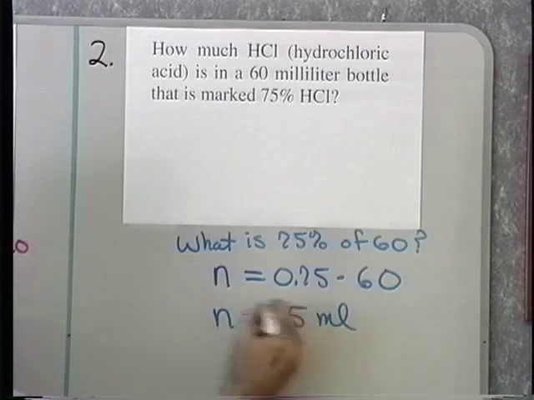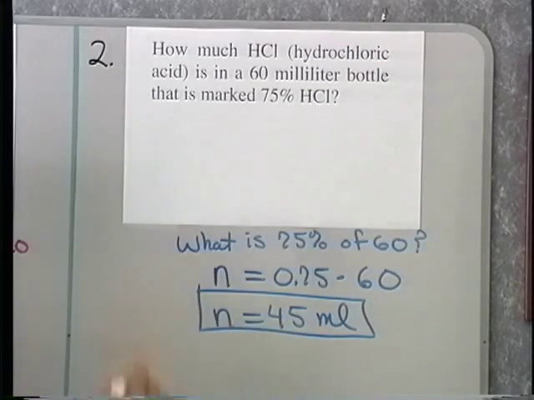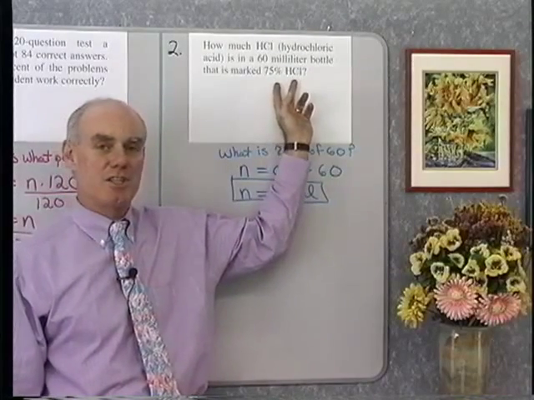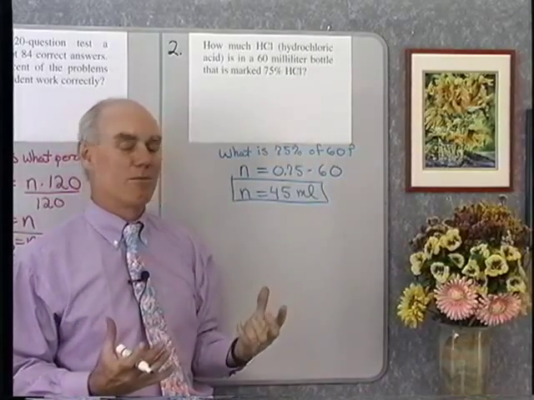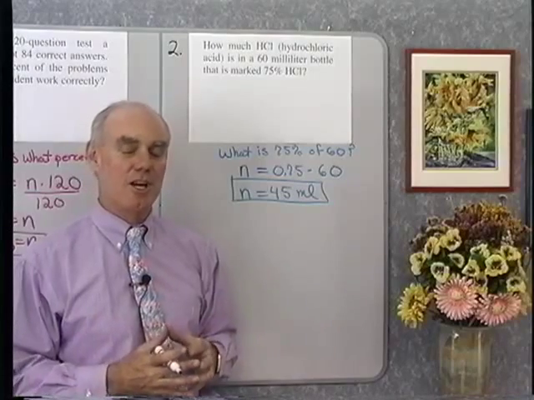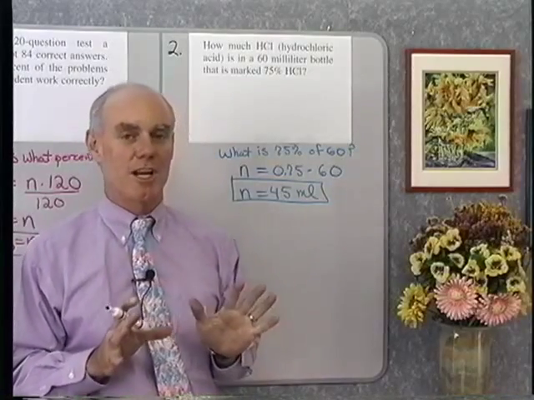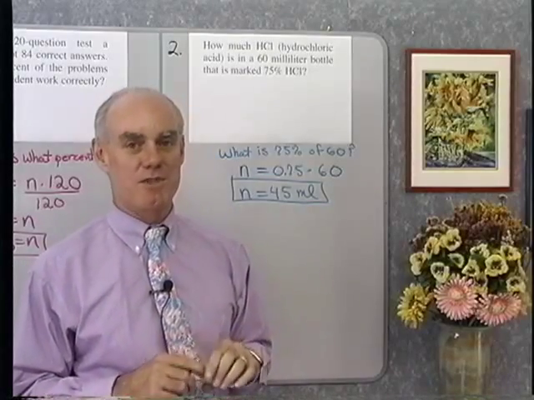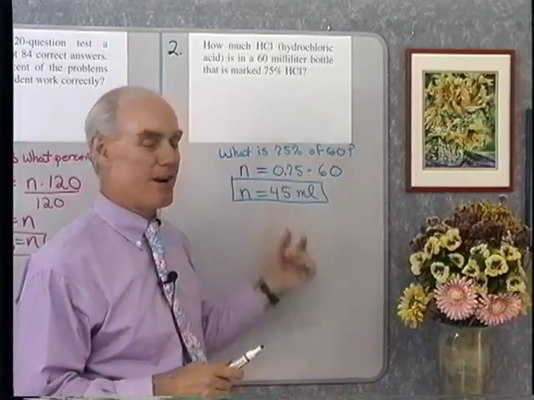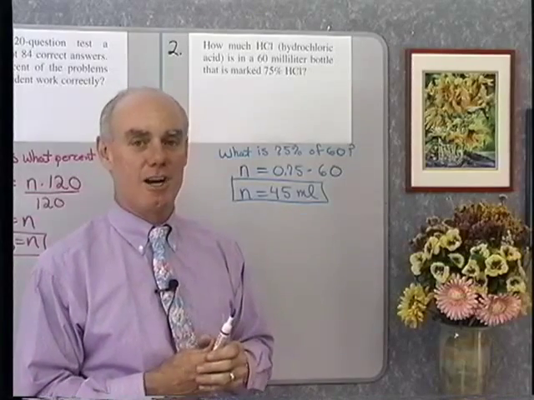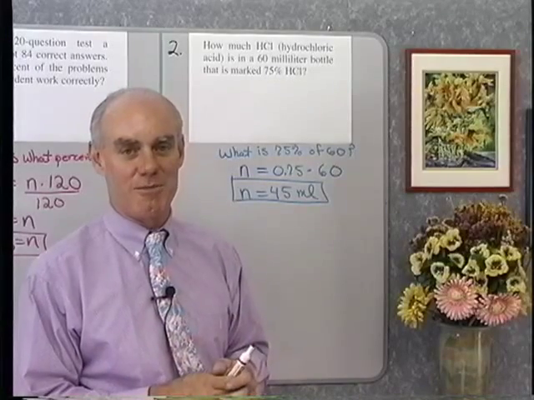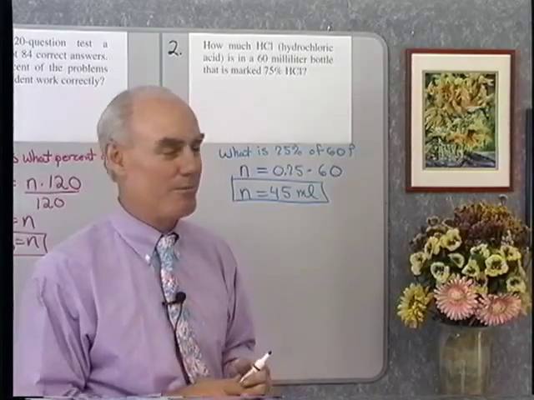And then I'm going to put in my units, milliliters. So if I have a 60 milliliter bottle and it's marked 75% HCl, that means that 75% of what's in there is hydrochloric acid. So if I want to know the amount of hydrochloric acid, I can ask myself this question. What number is 75% of 60? The answer to that is 45, and that's the number of milliliters of HCl in a 60 milliliter bottle that's marked 75% HCl. Let's try one more problem.